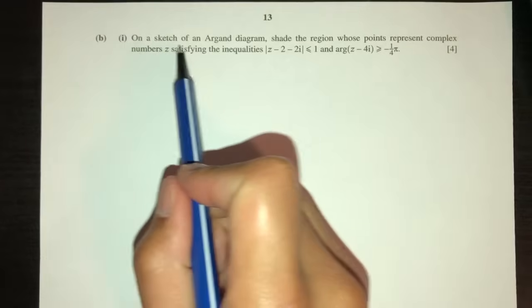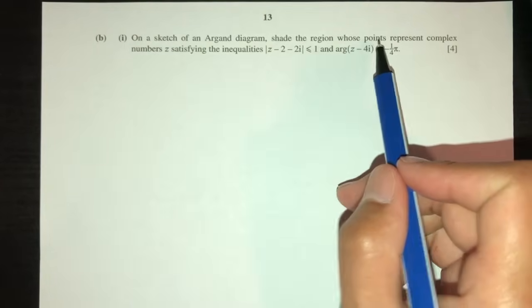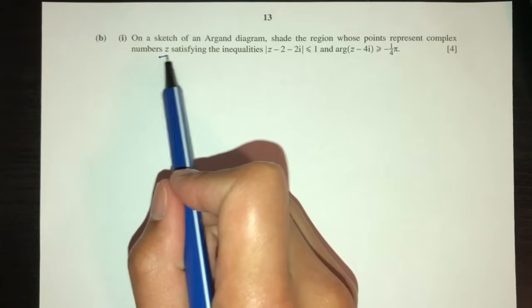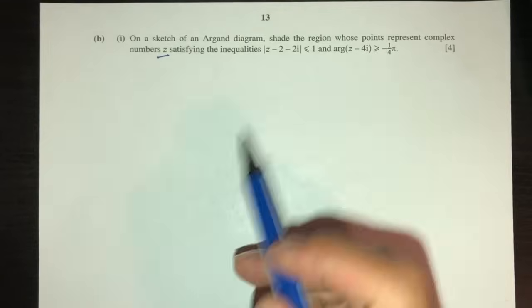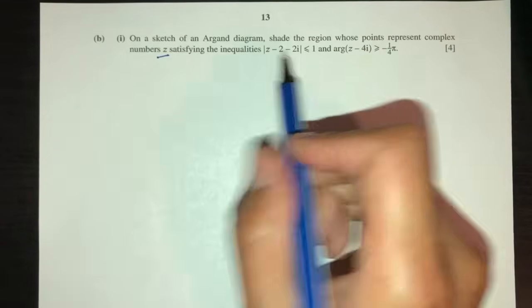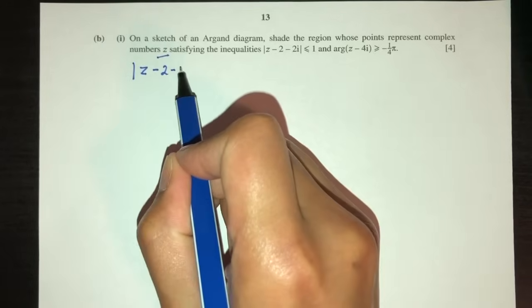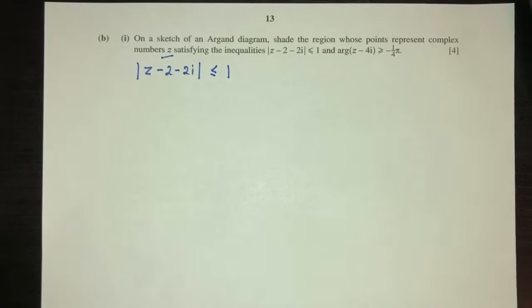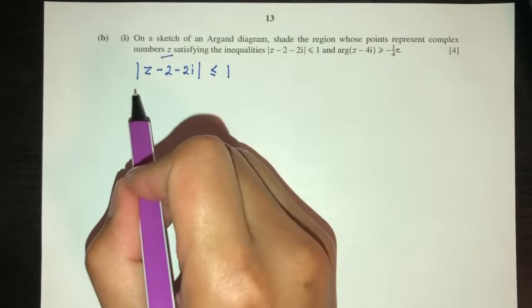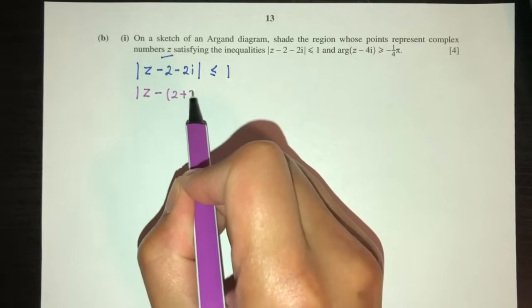It says, on a sketch of an Argand diagram, shade the region whose points represent the complex number z which satisfy this inequality. We have this and this. So first let's find out what is the meaning of this. We have the modulus of z - 2 - 2i less than or equal to 1. So we have to rewrite this. So basically z, take out minus, you'll have 2 + 2i.